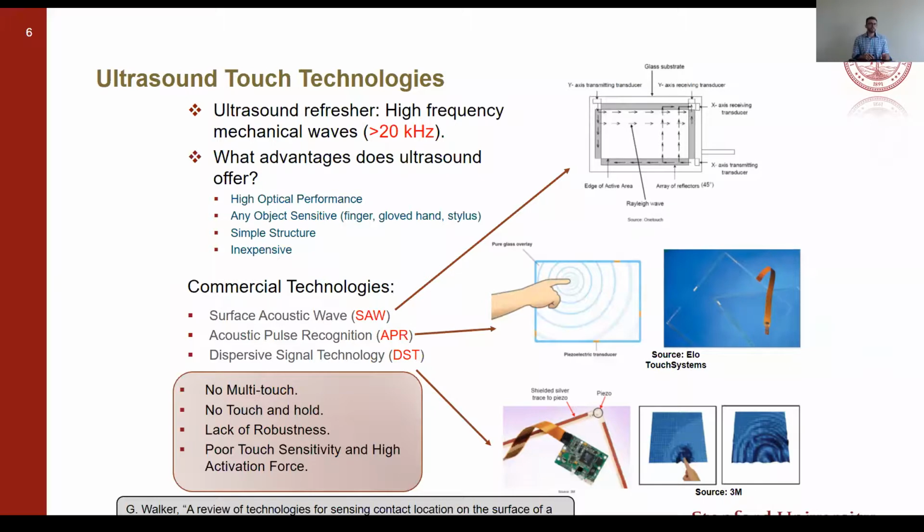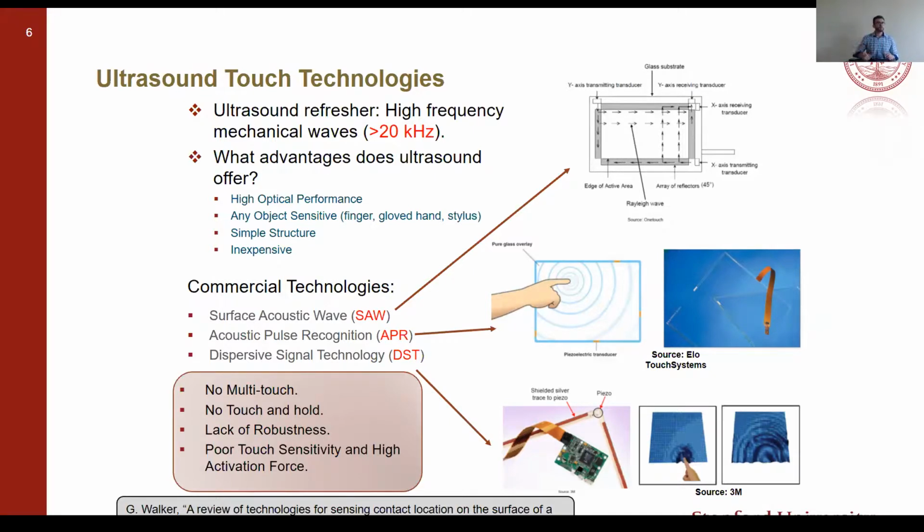And these technologies offer basically a great deal of advantages. However, they are still lacking some key points, including that they can't really provide multi-touch. They can provide a touch, but not a touch and hold because, for example, acoustic pulse technology works in this way: you have to tap the screen. Once you tap it, you generate the wave.